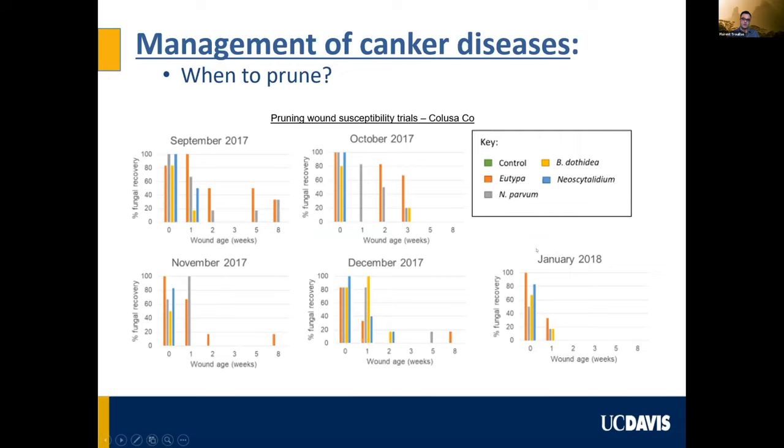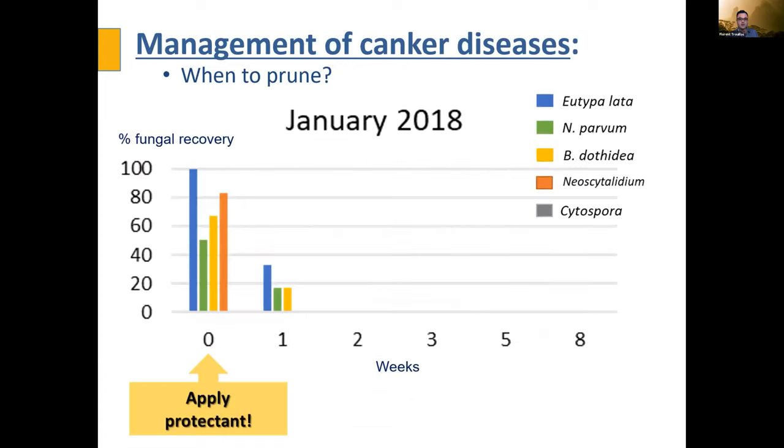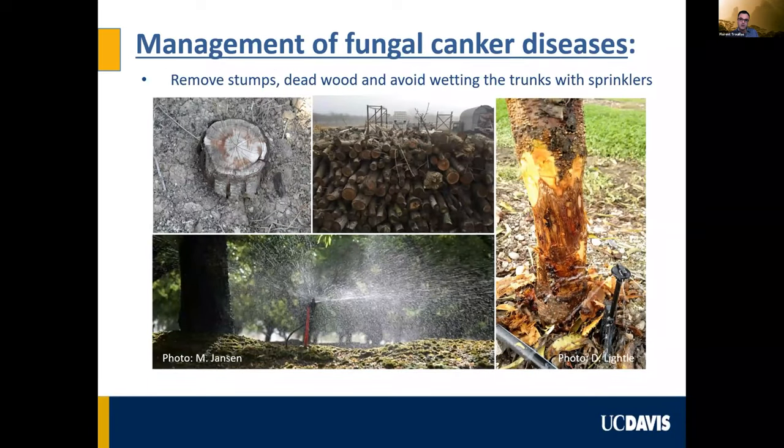It was very interesting to look at the January pruning, where no infection was really possible after 1 week. So really a smaller overall duration of pruning wound susceptibility when pruning was made in January. So this tells us that if pruning wound susceptibility is anywhere between 1 to 2 weeks, it's very important to apply the protectant right at pruning. And with just one application, we will be okay to have our pruning wound protected, with no need to repeat applications.